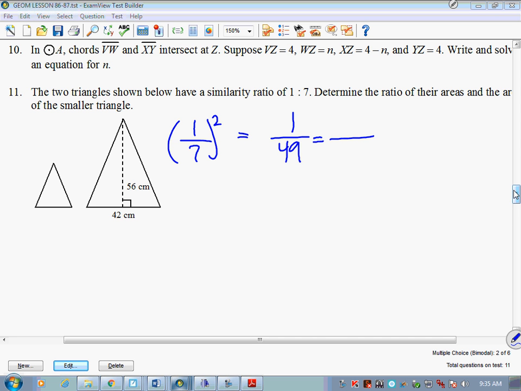The large one. How do I find the area of this large triangle over here? Okay, so tell me what I'm plugging in there. Okay, so they're telling me 42 times 56 divided by 2. What's 42 times 56 divided by 2? 1,176. Where do I put that over here in this equation? On the bottom? So 1176. Is that correct? All right. So what am I going to do here to solve for the area of my smaller figure? Okay, they're telling me to take 1,176 and divide it by 49. What's that answer come out to?